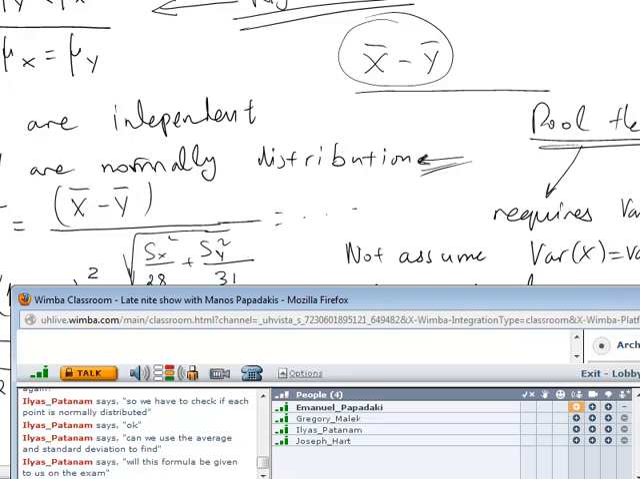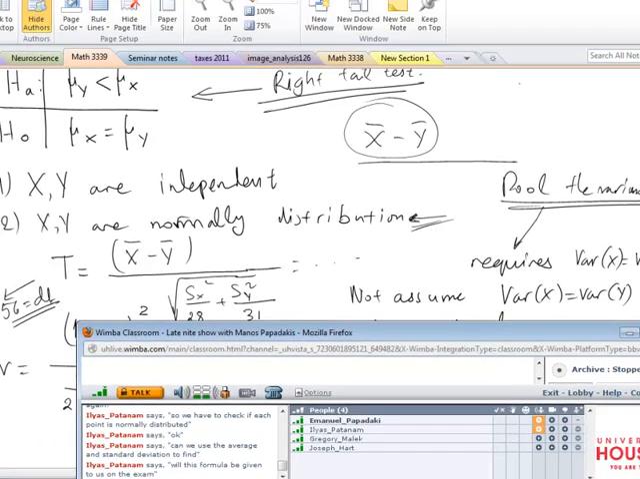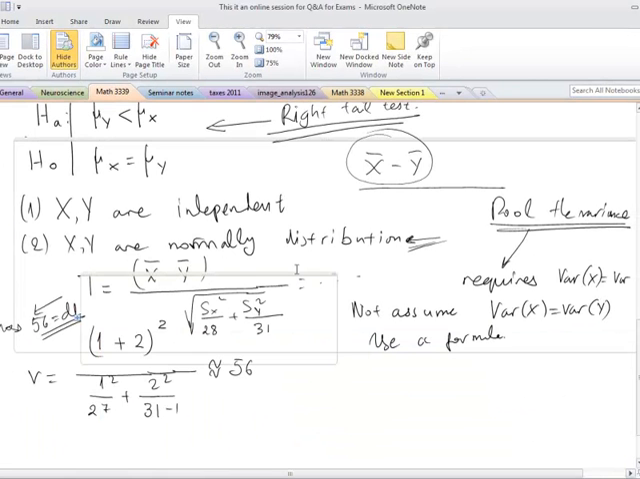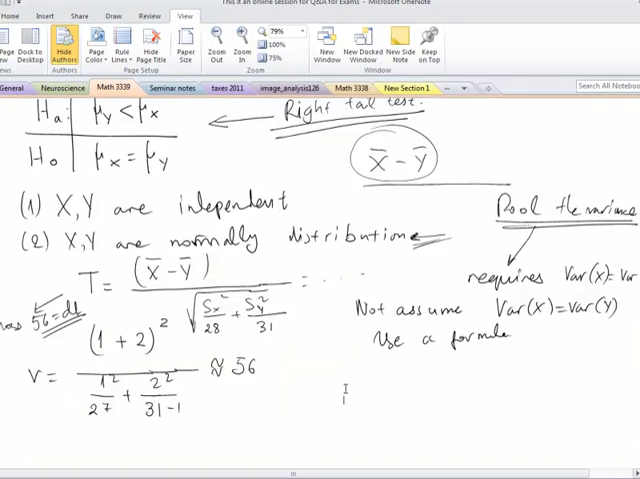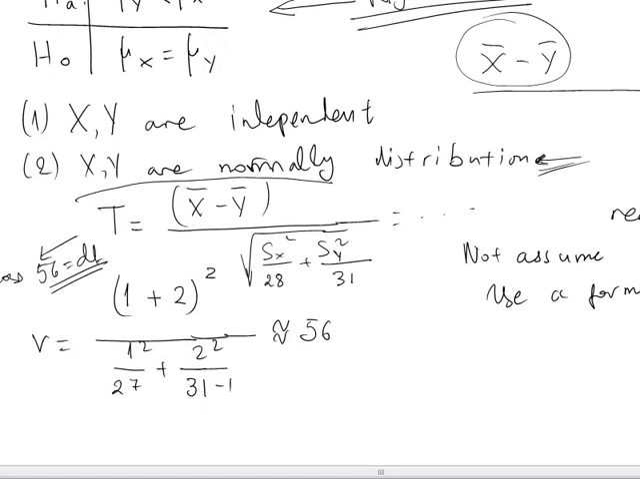So here's my little calculation about the degrees of freedom, okay? So here's where I made the degrees of freedom. I implemented that formula that I showed you. And now here's the statistic, okay? Now, what is this statistic? What is the distribution of T? The distribution of T is the Student distribution with 56 degrees of freedom.